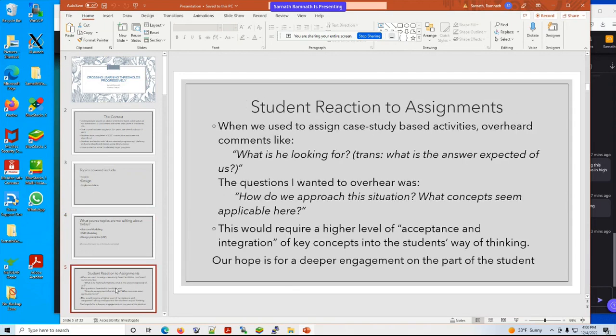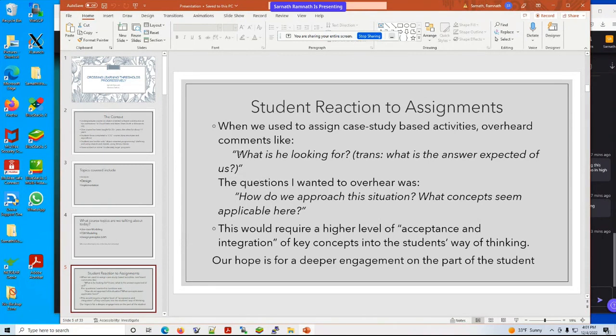So we assign case study based activities, and when we do that, what ends up happening is, students are working in the class. It's an active learning environment, and so I can drop in on their breakout rooms in Zoom, and so I do sometimes overhear their conversation.